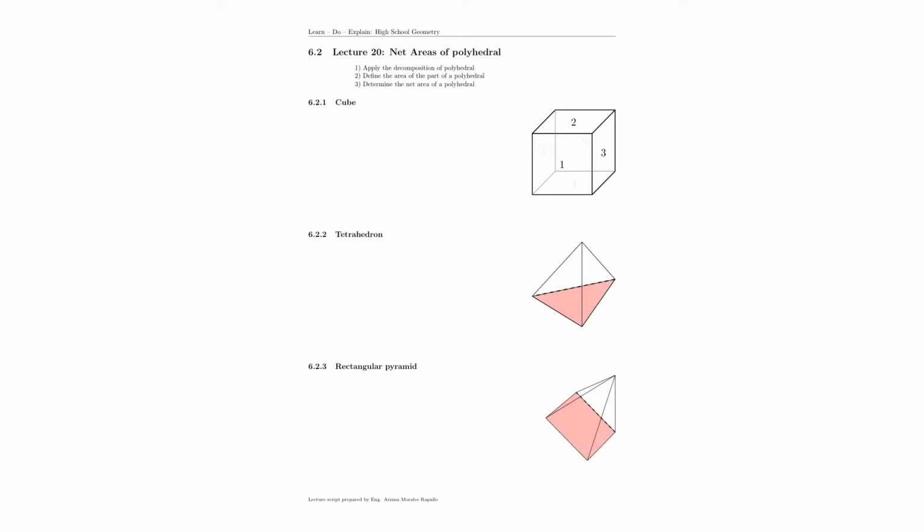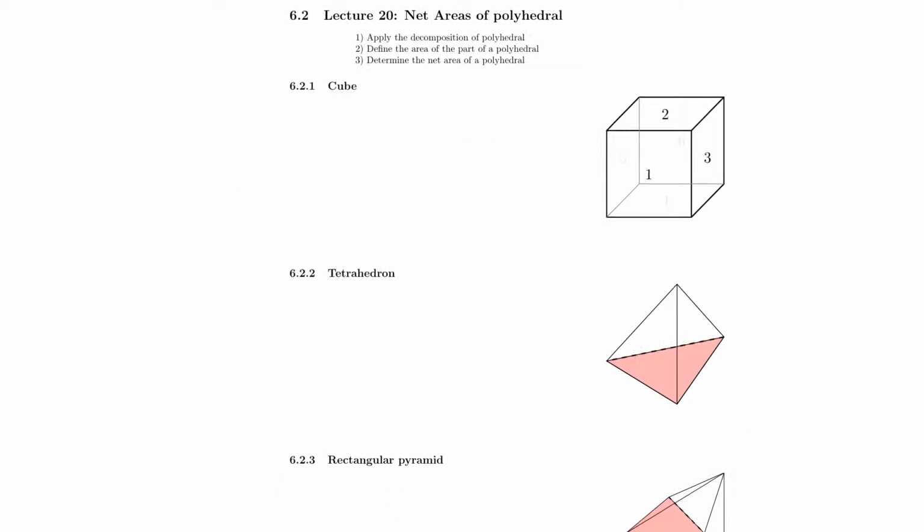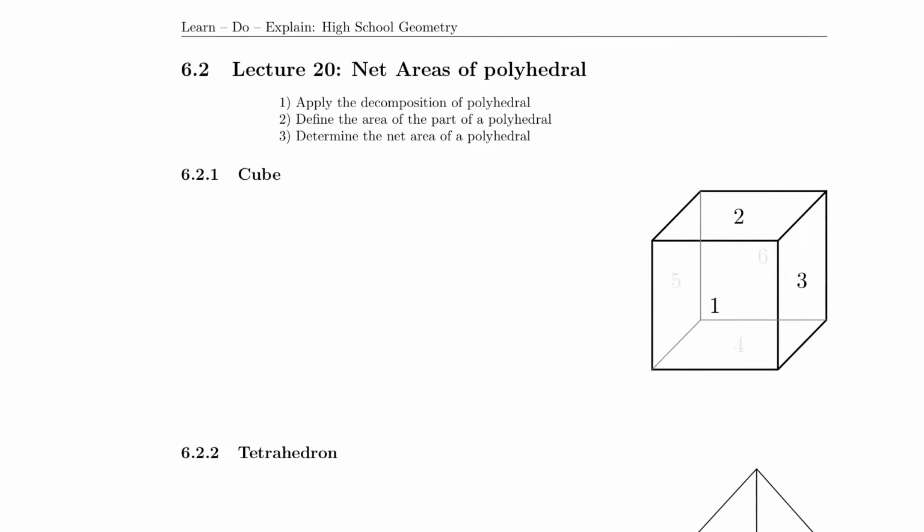Okay, so we have arrived at lecture 20, net areas of the polyhedra, and as we can see here, we have basically the same polyhedra we studied in the last lectures. And our objectives will be to apply the decomposition of polyhedra, define the areas of the parts of the polyhedra, and determine the net area of the polyhedra.